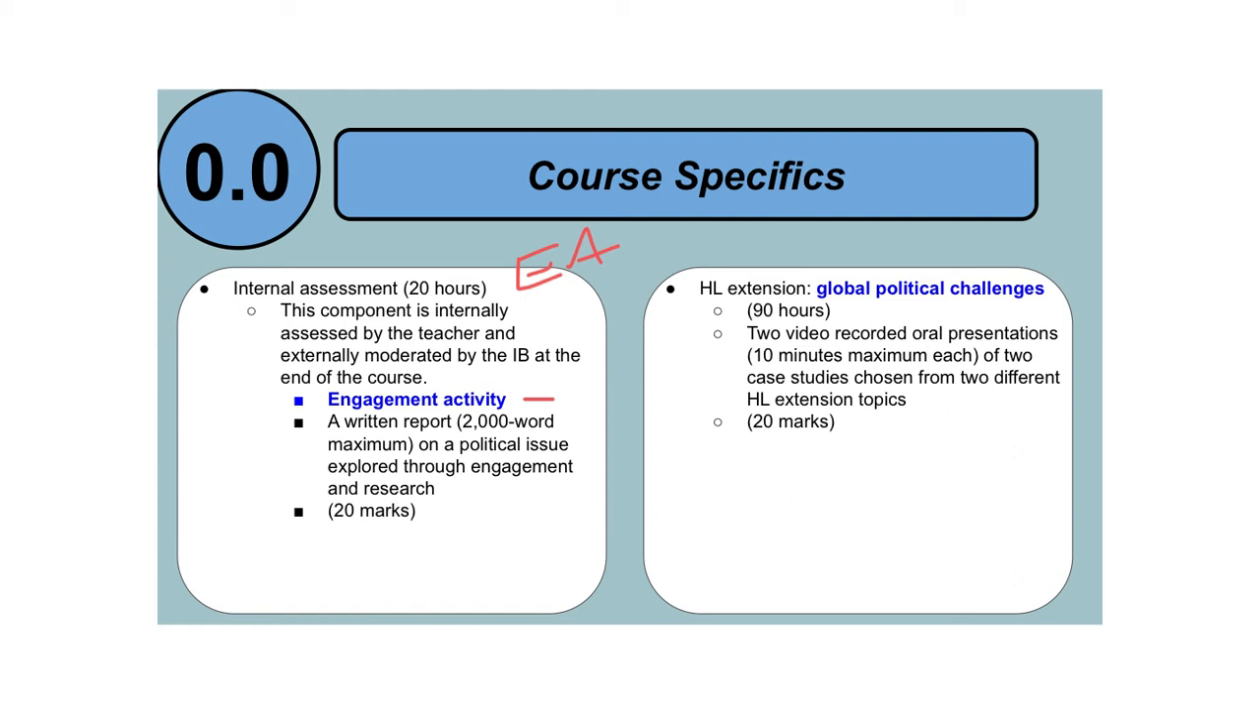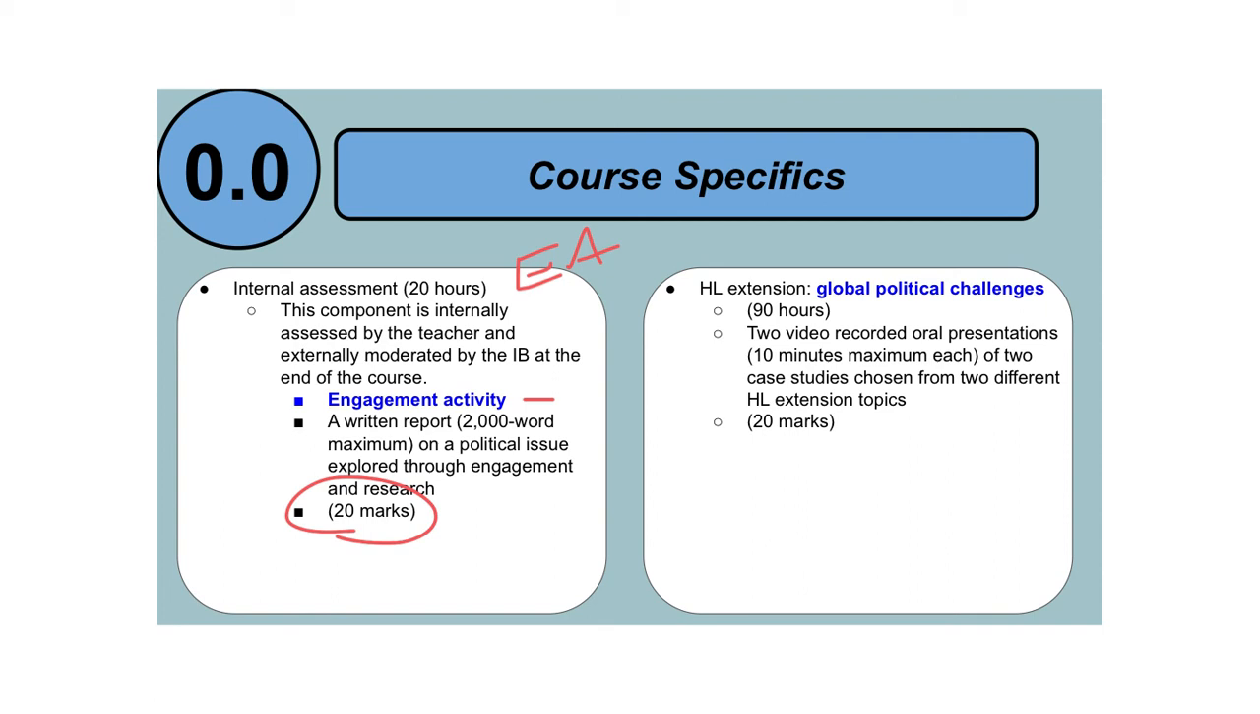This is a 20-hour activity. It is internally assessed here by me or Miss Henson, but it is externally moderated by the IB. It is a written report, 2,000 words maximum, on a political issue explored through engagement and research. It is also worth 20 marks of your GLOPO score, so it is an essential component that must be completed.